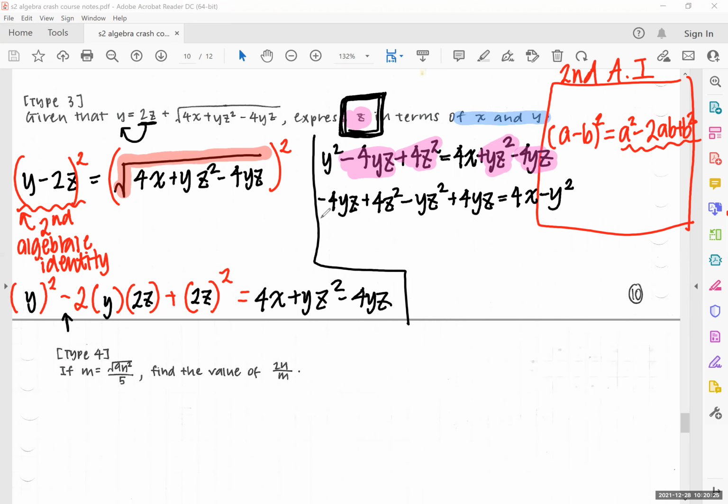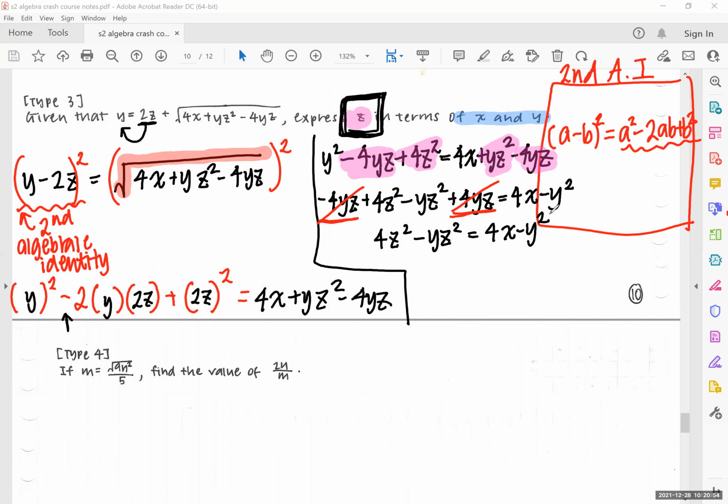Now, guys, can you see this? Minus 4yz and plus 4yz, right or not? What does it give you? Minus 4yz and plus 4yz. They cancel out each other because they become 0. Got it? Take your red pen and cancel already. Now let's continue. So it means that it's 4z squared minus yz squared is equal to 4x minus y squared.